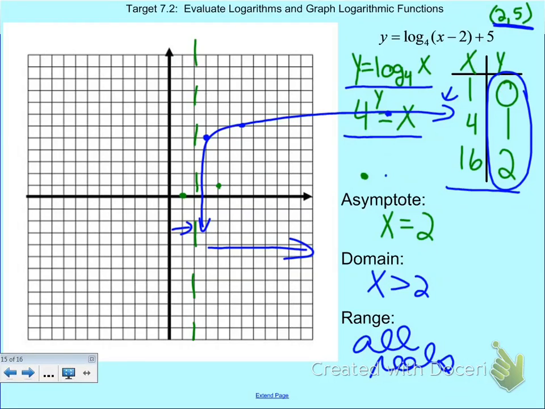So this is our review for our quiz 1 for unit 7, dealing with our basics of logarithms and a lot of graphing tonight. Holy cow, that's a lot of graphing. So good luck tomorrow and have a good night's sleep. See you tomorrow.